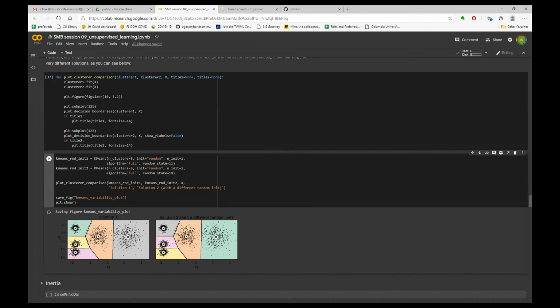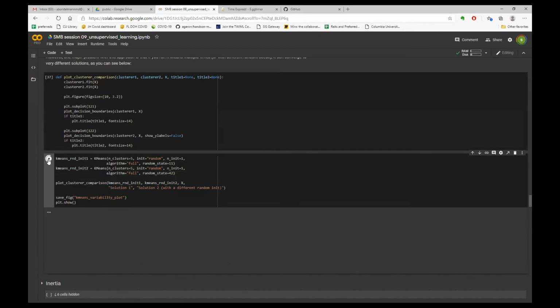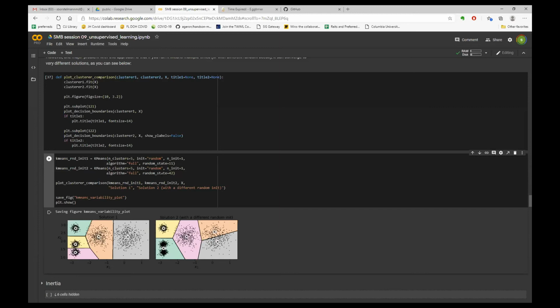So for kicks, let's change the random state on this a lot. Let's see if it does anything. How many iterations are these running for? The default is, I think, 10 and 300, if I recall correctly. But I changed the random state now, and we get a very different appearance. So that's a real big difference.